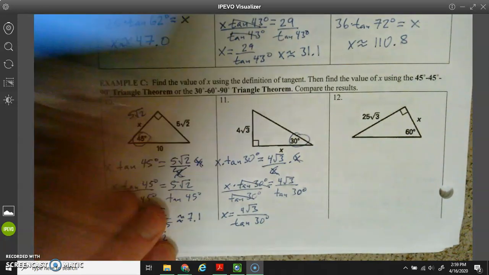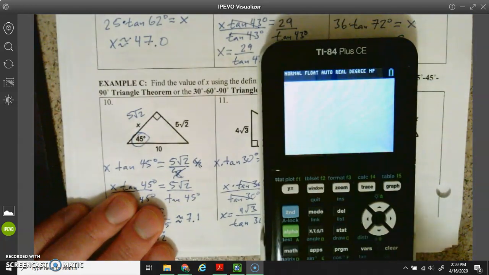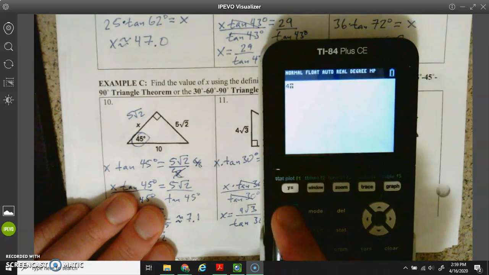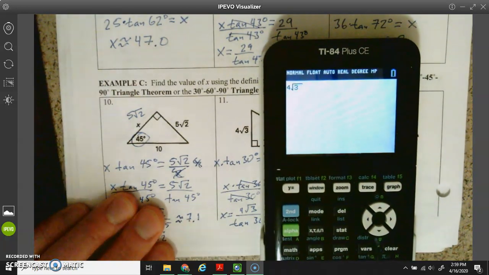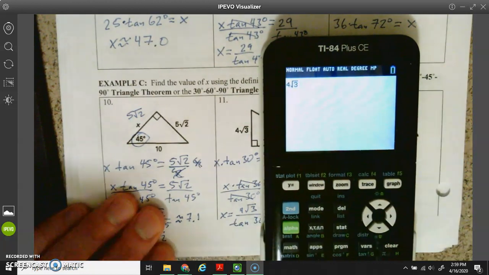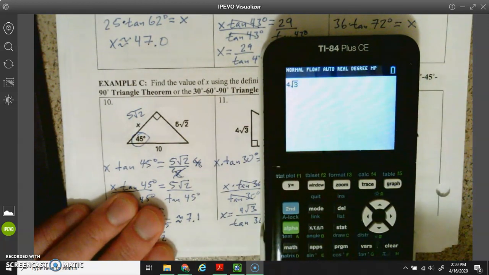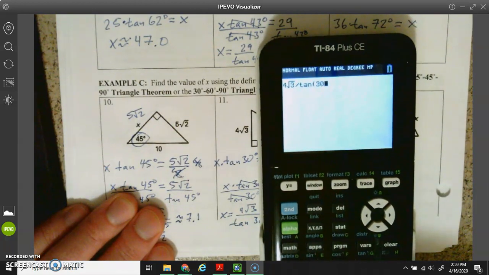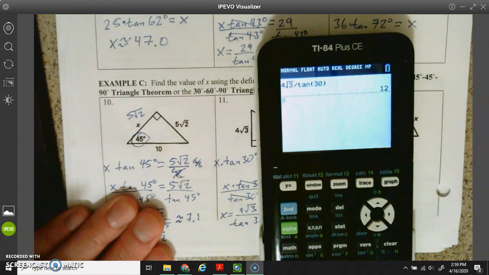So if I take, again, you have to use closed parentheses in your calculator. So 4 square root of 3. Again, on your calculator, you'll need to do closed parentheses. On my TI calculator, I can just arrow over. And then divided by tangent of 30. And then that gives me 12.